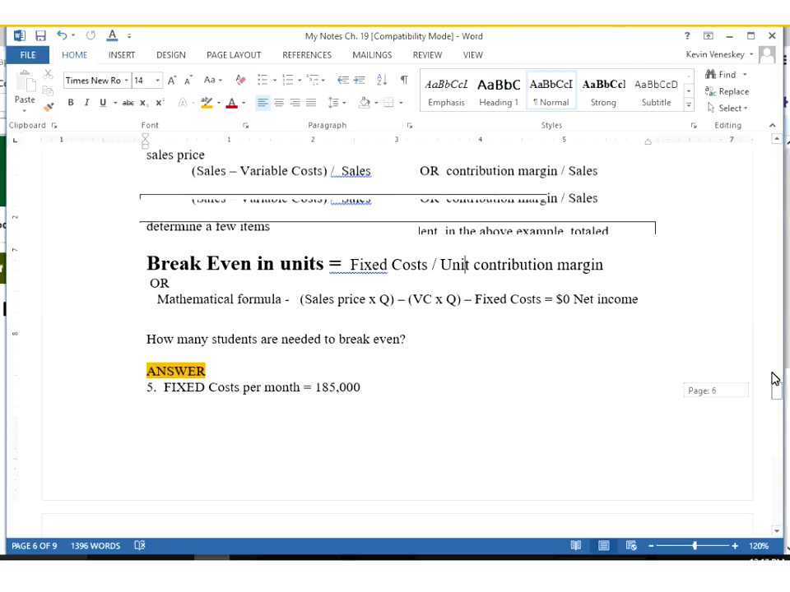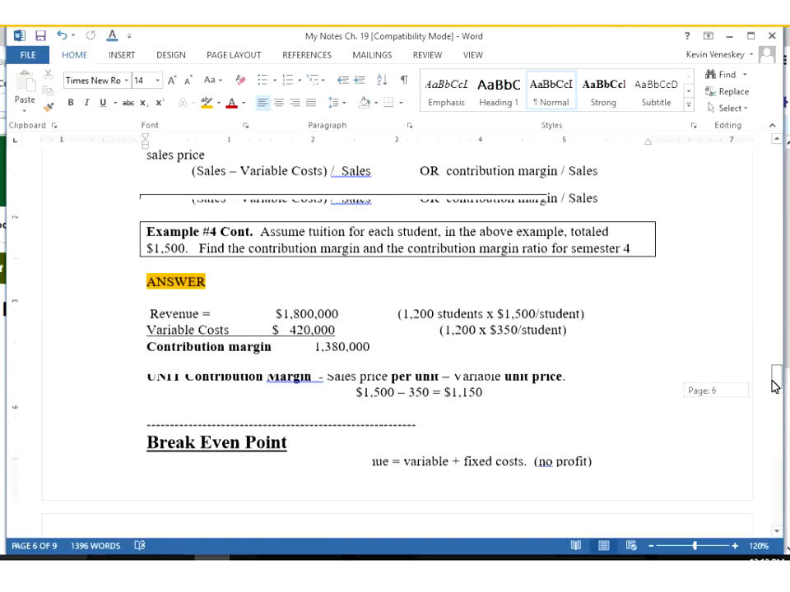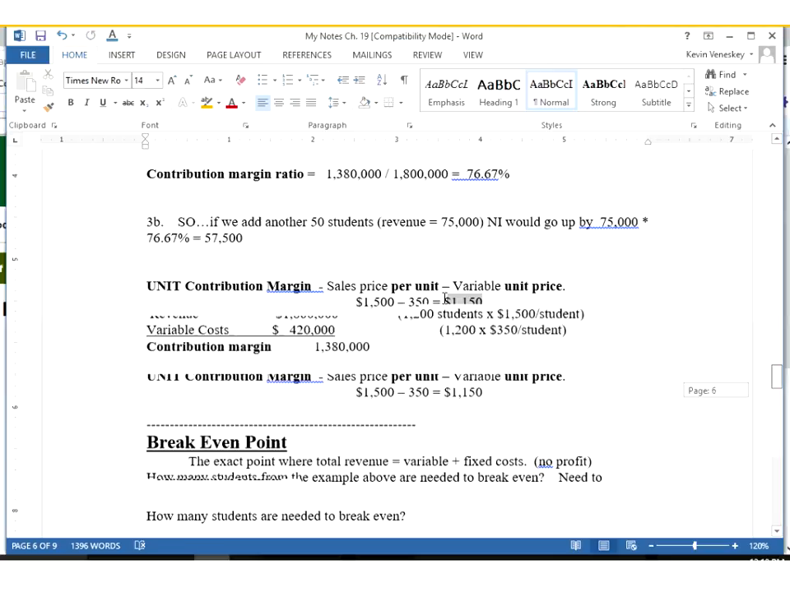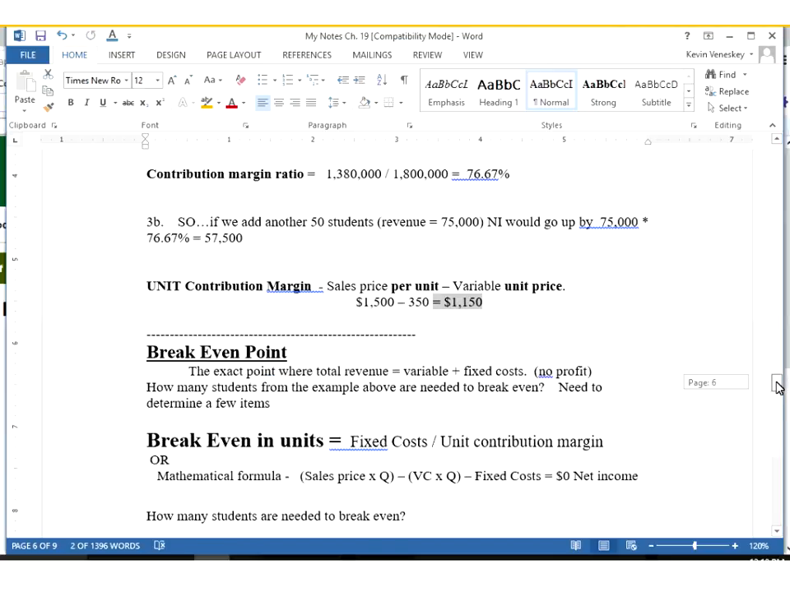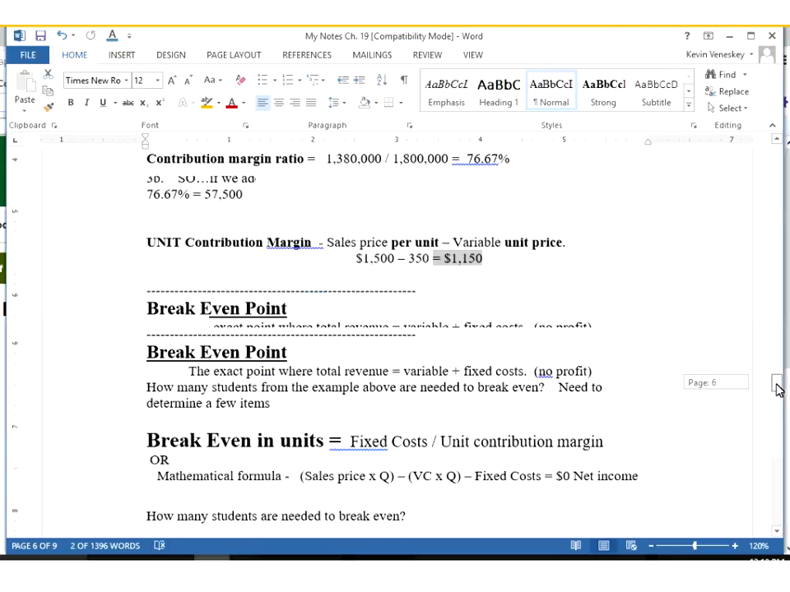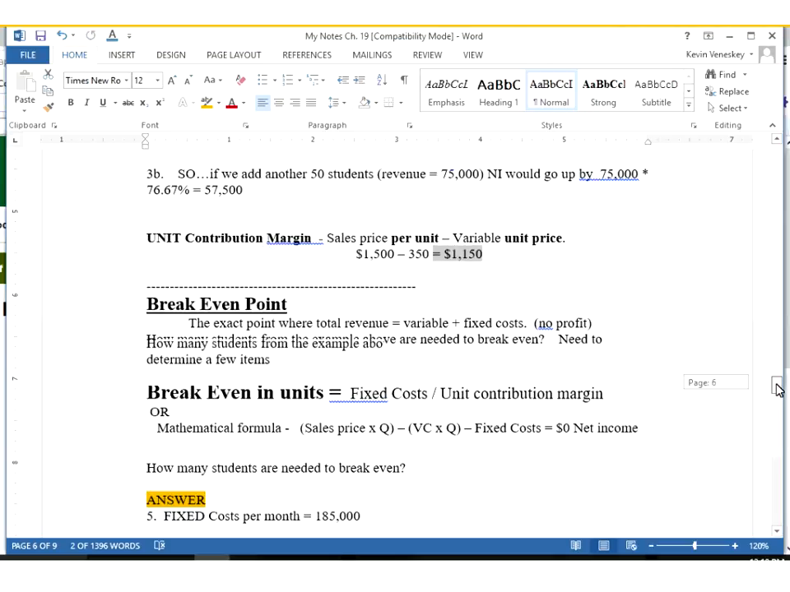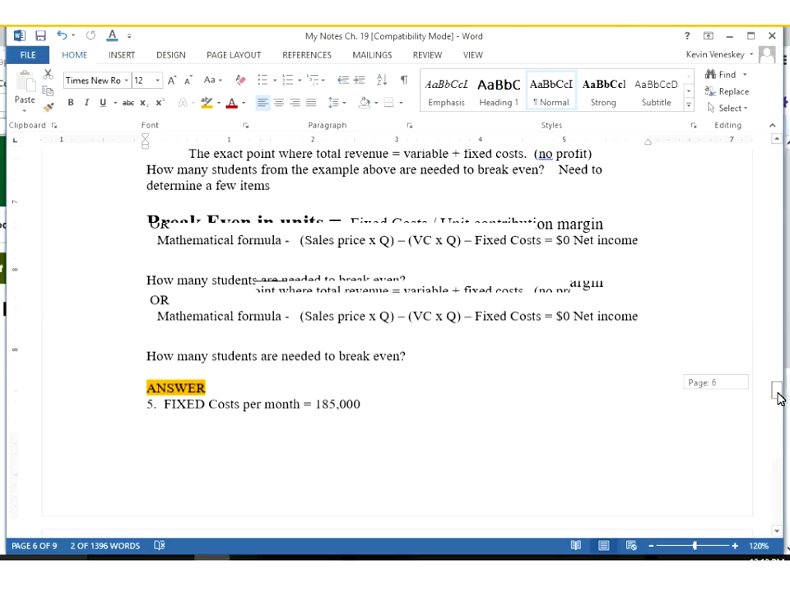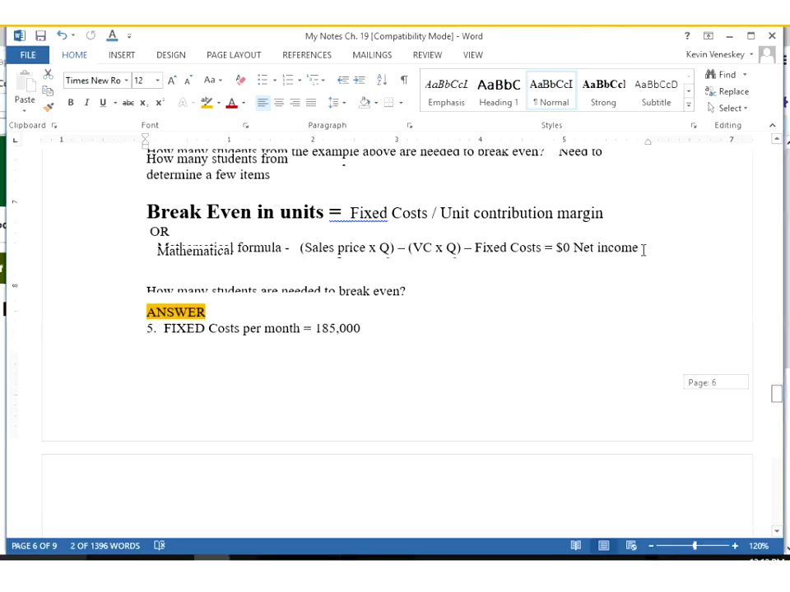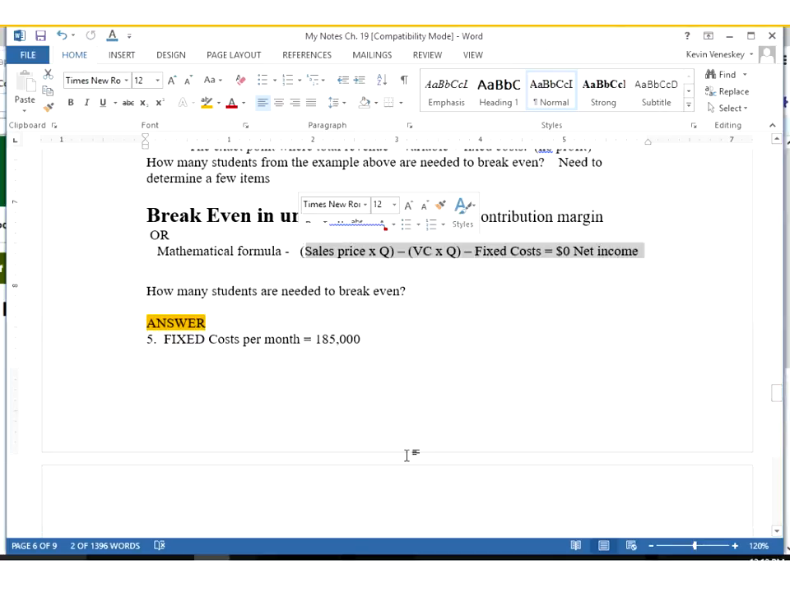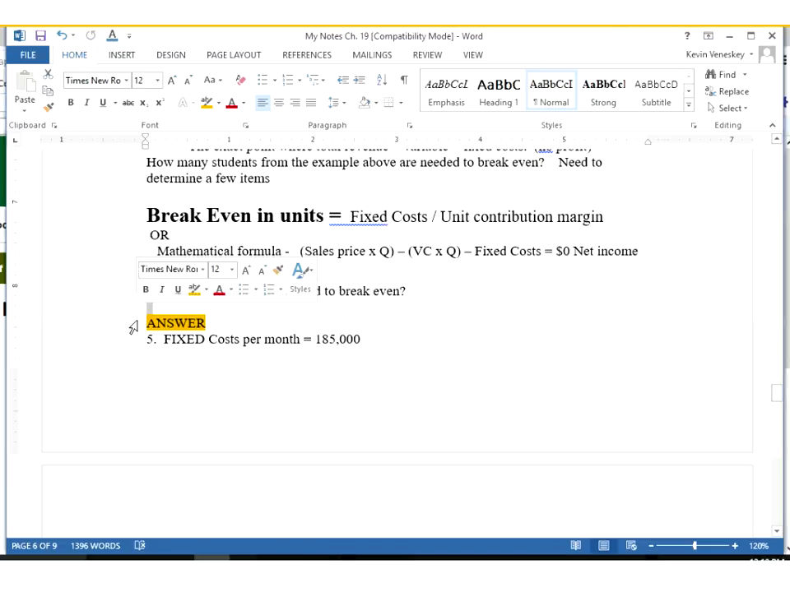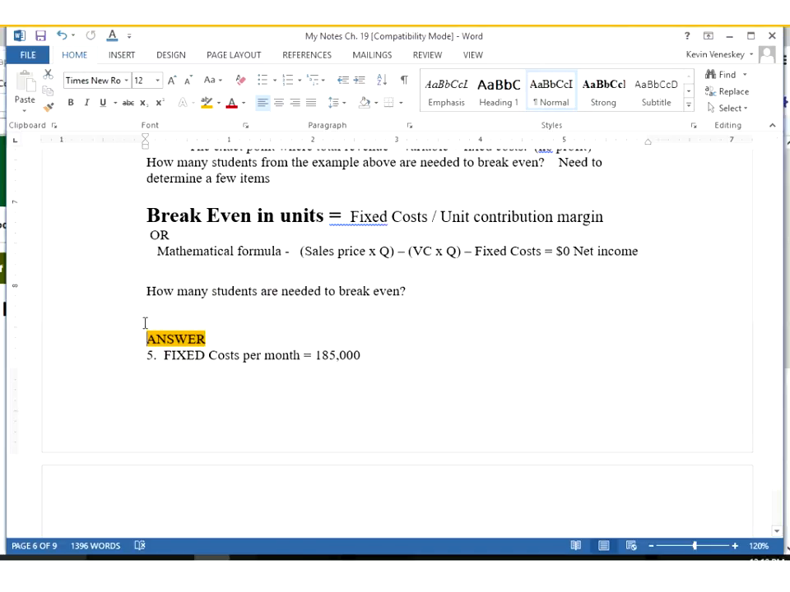So simply just take your fixed costs and divide it by your unit contribution margin, which we just did on the last problem here. Unit contribution margin: for every student, I'm going to make $1,150. And then if you want to do it the longer way, the mathematical formula, you can do that. I'm going to show you both ways. So how many students are needed to break even?